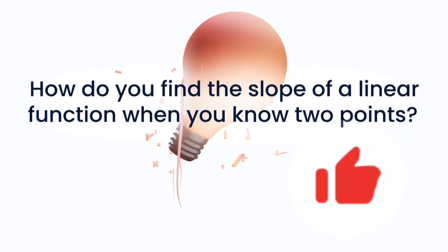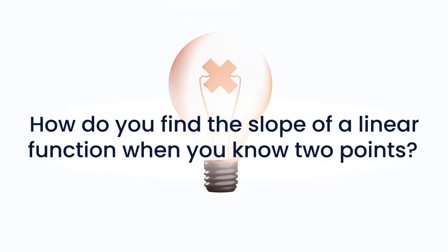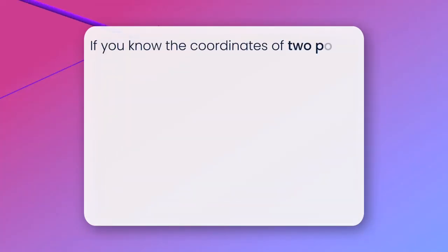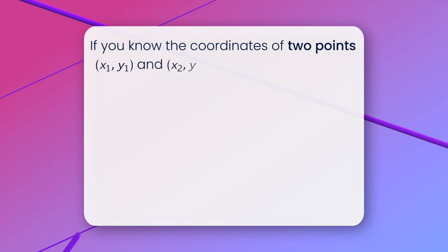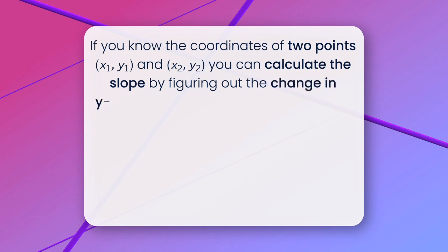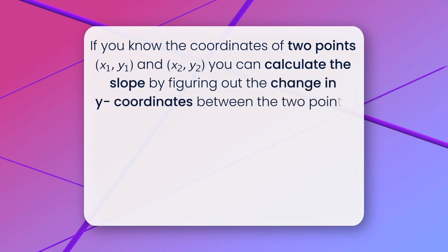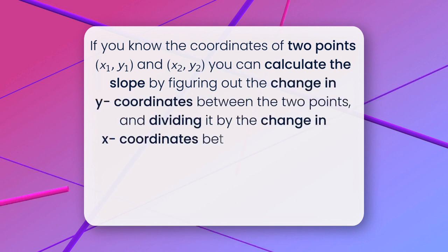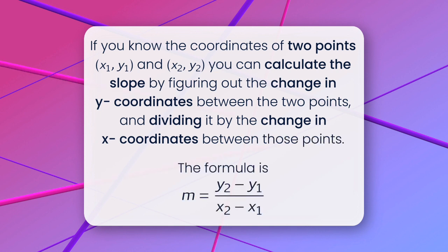How do you find the slope of a linear function when you know 2 points? If you know the coordinates of 2 points, x1, y1, and x2, y2, you can calculate the slope by figuring out the change in y coordinates between the 2 points and dividing it by the change in x coordinates between those points. The formula is m equals y2 minus y1 over x2 minus x1.